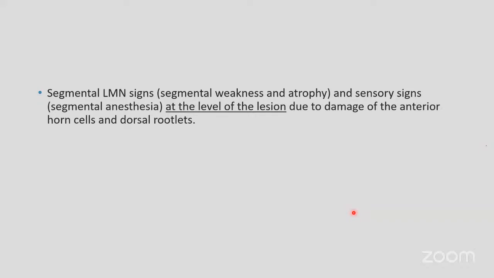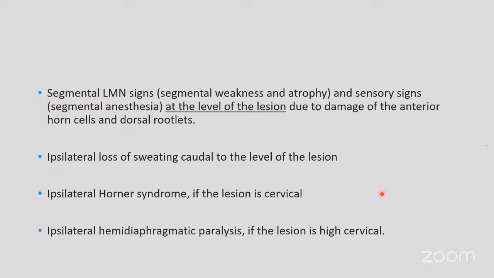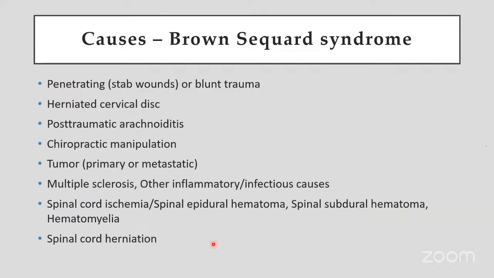Segmental signs, that is segmental weakness and atrophy, and sensory sign, that is segmental anesthesia at the level of lesion, are due to damage to the anterior horn cell and the dorsal rootlets. There might be ipsilateral loss of sweating caudal to the level of the lesion due to involvement of the sympathetic fibers. And as we discussed earlier, ipsilateral Horner syndrome if the lesion is cervical. If the lesion is high cervical, due to involvement of the phrenic nerve, there might be hemidiaphragmatic paralysis as well.